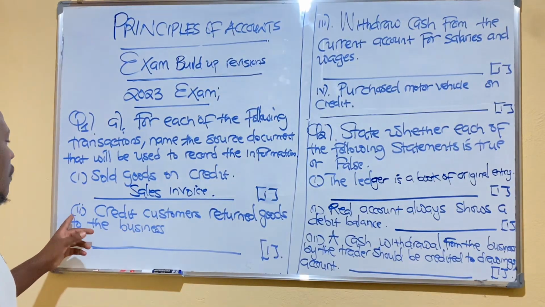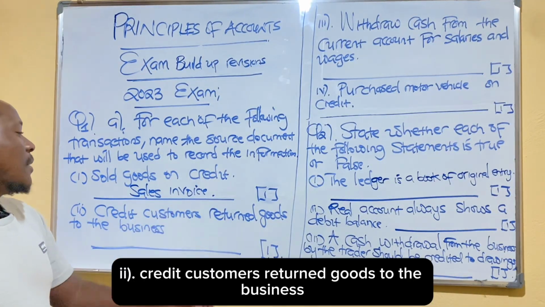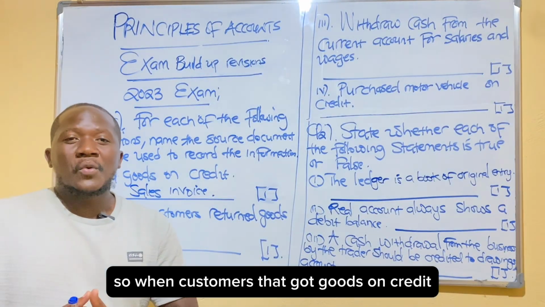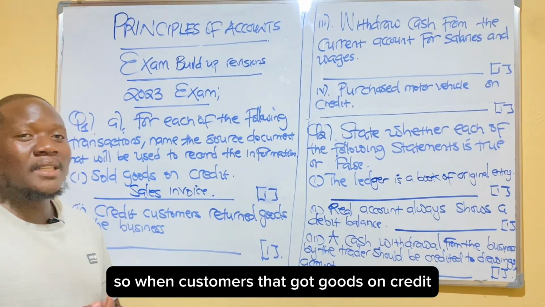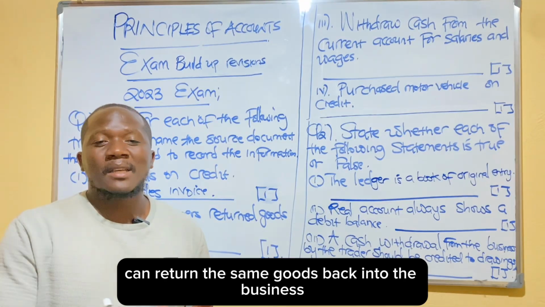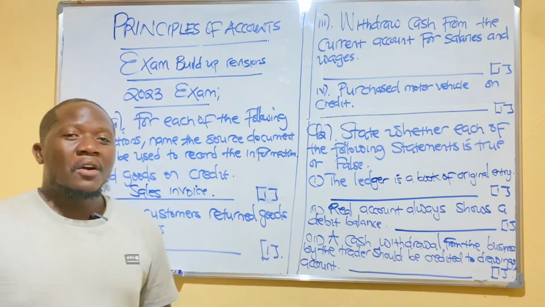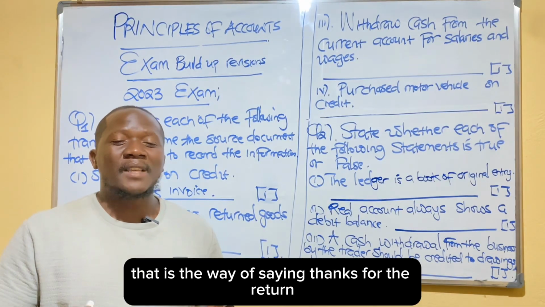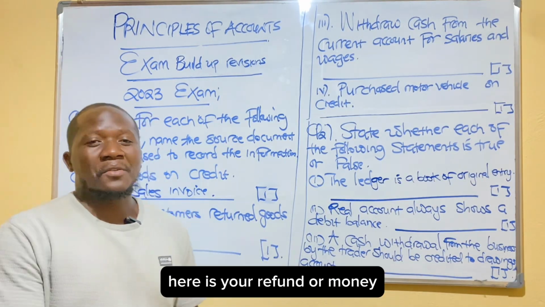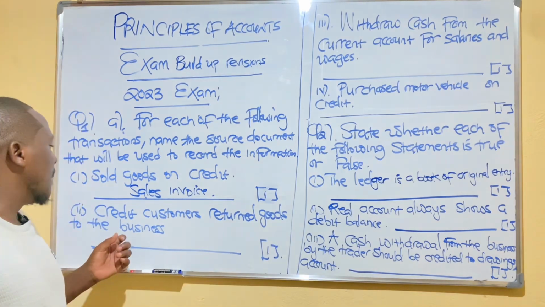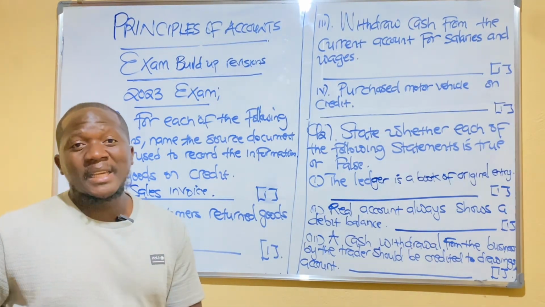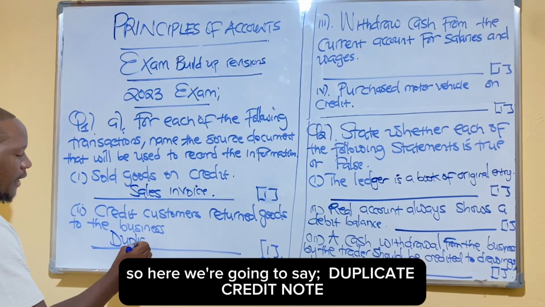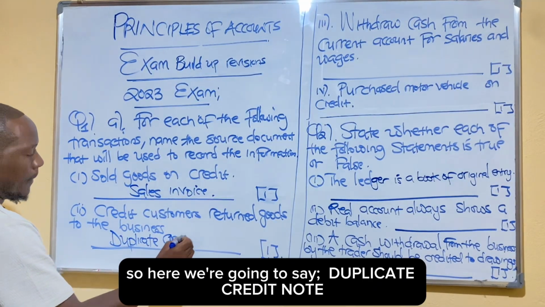Then we move on to Roman numeral 2, credit customers returned goods to the business. When customers that got goods on credit return the same goods back into the business, of course we are going to issue them with a credit note. That is the way of saying thanks for the return, here is your refund or money. So here we're going to say duplicate credit note.